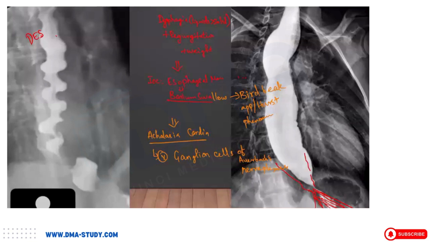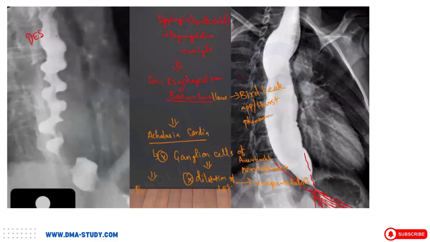Then that could lead to what? Absence of ganglion cells of Auerbach nerve plexus could lead to lack of relaxation of your LES, the lower esophageal sphincter, which in turn could result in non-peristaltic contraction. Okay, clear about that? So how do you manage achalasia cardia?